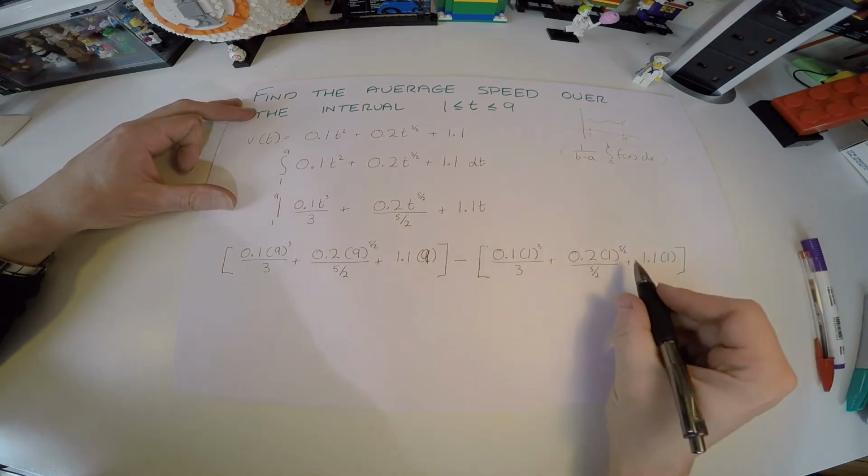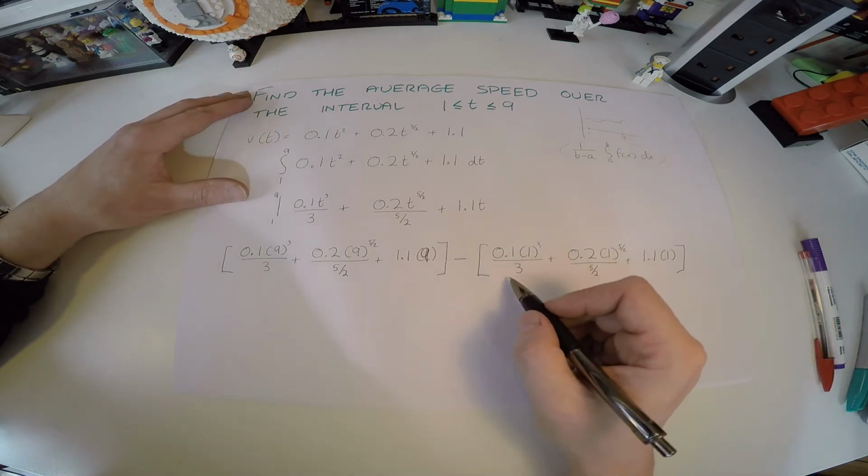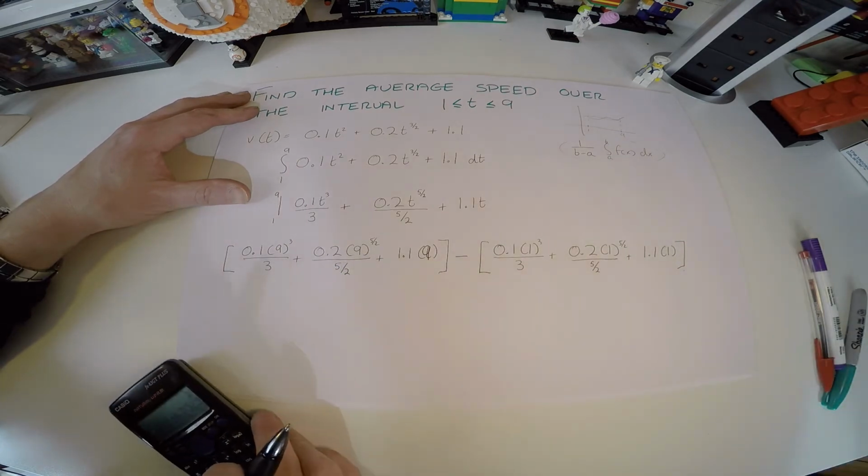This stuff here, the ones aren't going to do anything because 1 to the power of anything is going to be 1. So this is a fairly easy side to do. This side is a little bit more tricky, but let's see if we can put this into our calculator and see what we get.